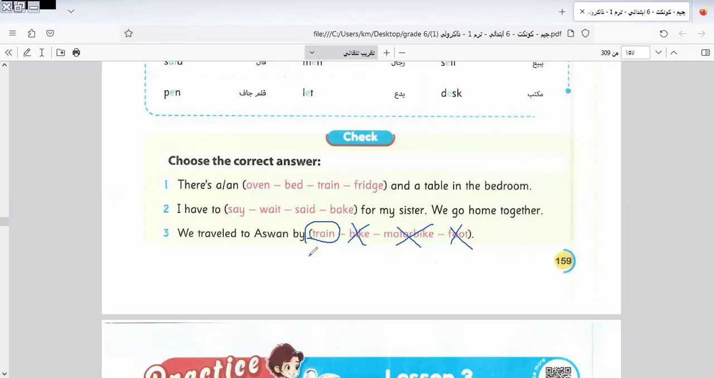Aswan is far. It's far from our countries. Here it will be "wait for". Here it will be "bed". Okay, these are the correct answers of these questions.